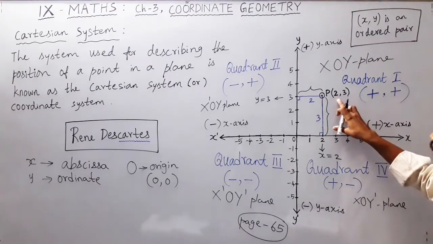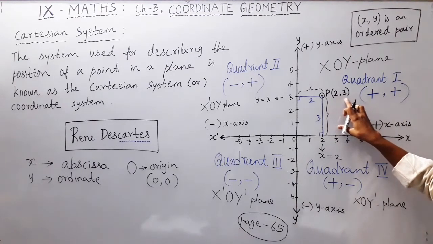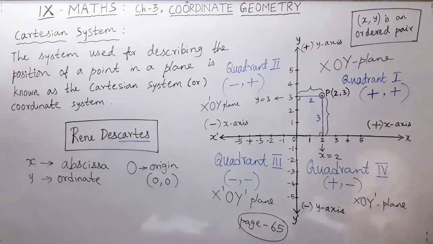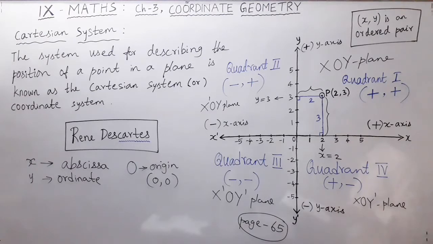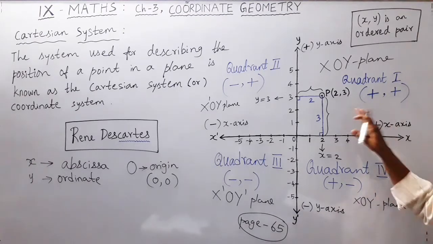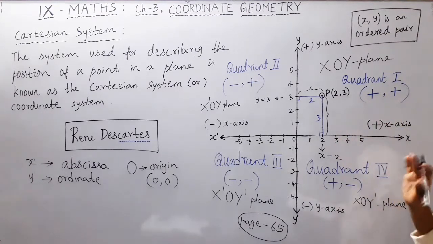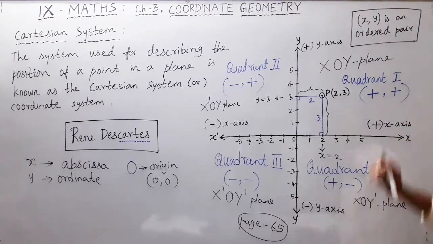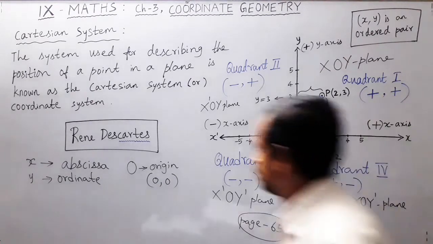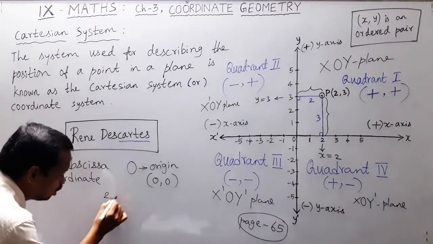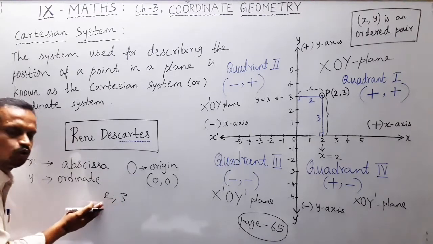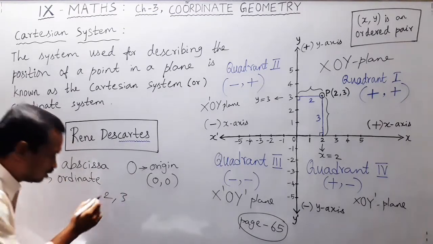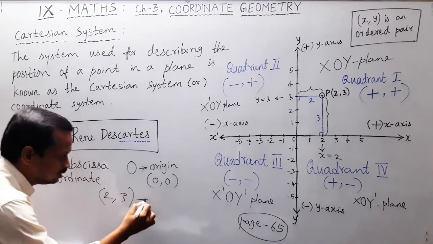For example, here I have written (2, 3). So 2 is from x and 3 is from y. This is called the coordinates of the point. The point is (2, 3). Remember, the bracket is a must. If you write 2, 3 without brackets, this is not correct. This is just the value 2 and the value 3. This is not a point. If you put brackets, then only it is a point.